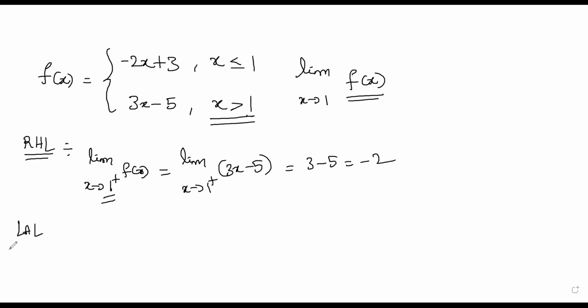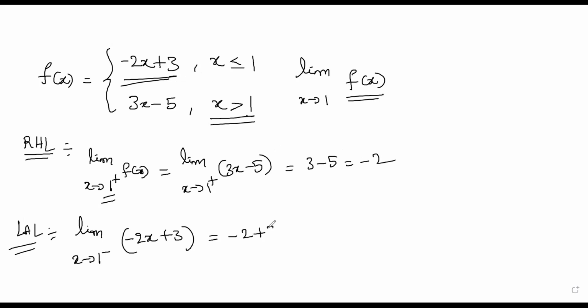Now, LHL, we will take the left hand limit. So that is limit x tends to 1 minus. This time x is less than 1, that means this one we have to take: minus 2x plus 3. So put x equal to 1. You have minus 2 plus 3, which will give us 1.